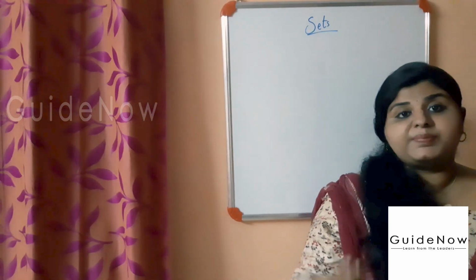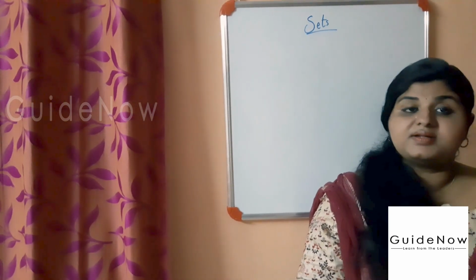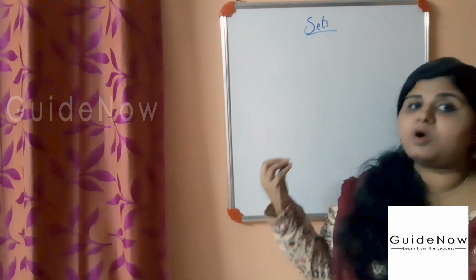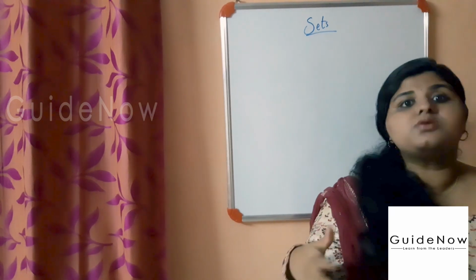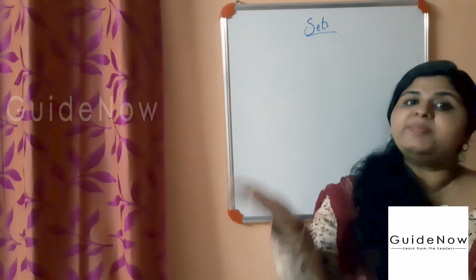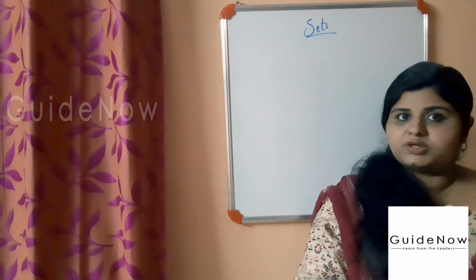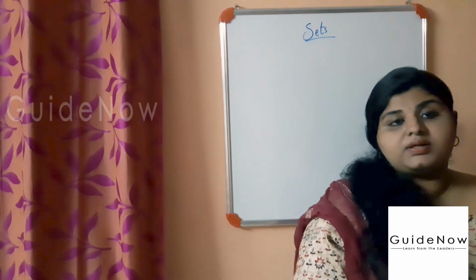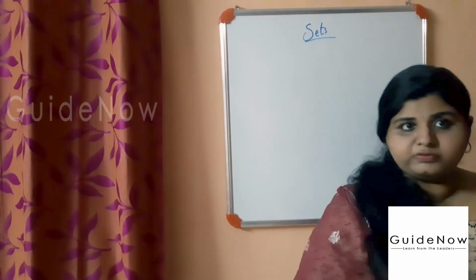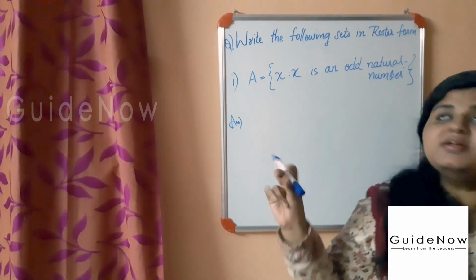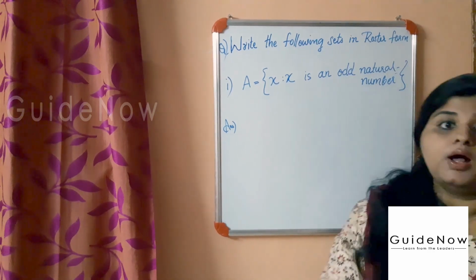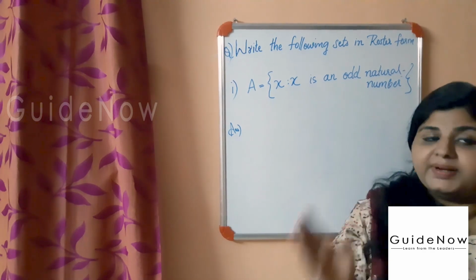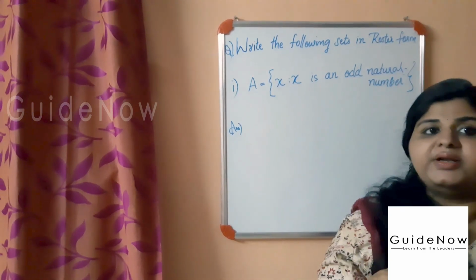In the previous session, we already discussed what roster form and set builder form are. Here we do some problems on how to convert roster form into set builder form and set builder form into roster form. Now we do the first question, how to convert set builder form to roster form. The question is: write the following sets in roster form. Here all sets are given in set builder form. We have to convert them into roster form.